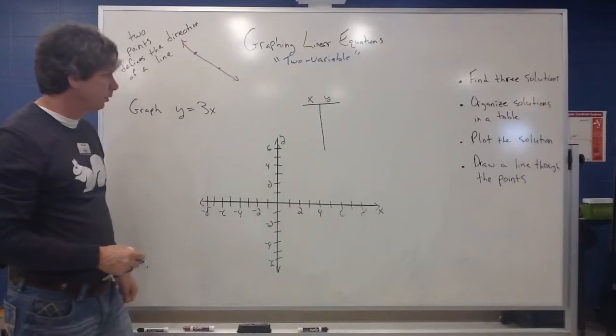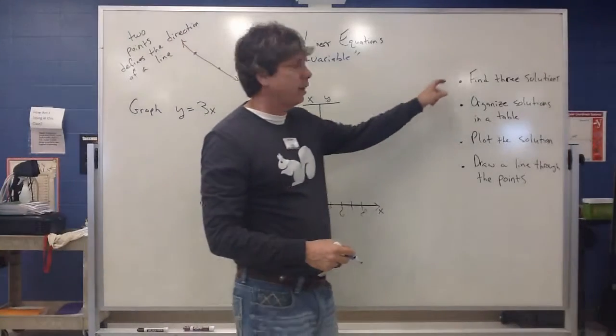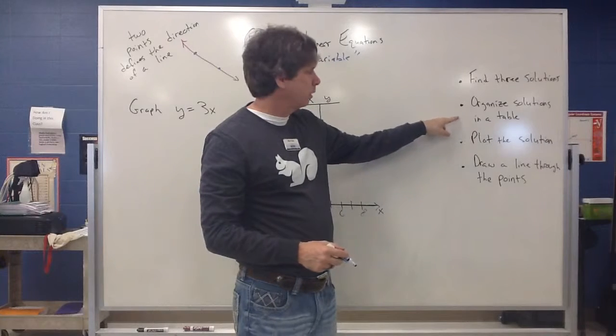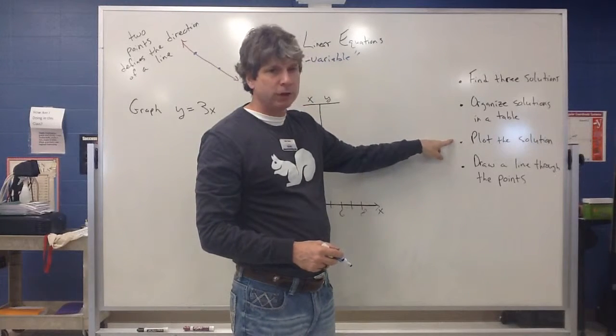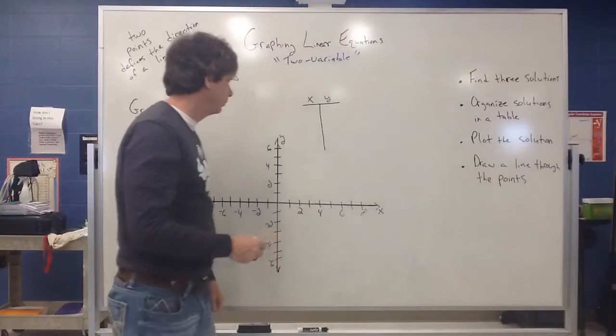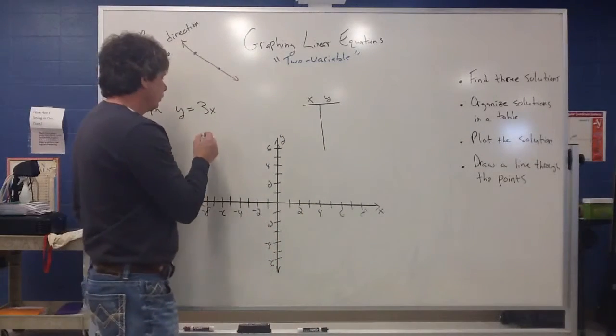So again, to graph this, what we have to first do is identify three solutions. We're then going to organize those solutions in a table. We're going to then plot those solutions on a graph, and then we're going to draw a line through those points that we plotted. So we have y equals 3x.